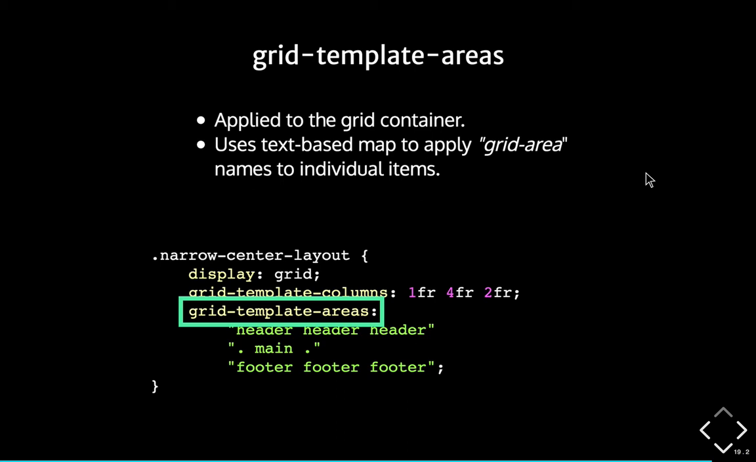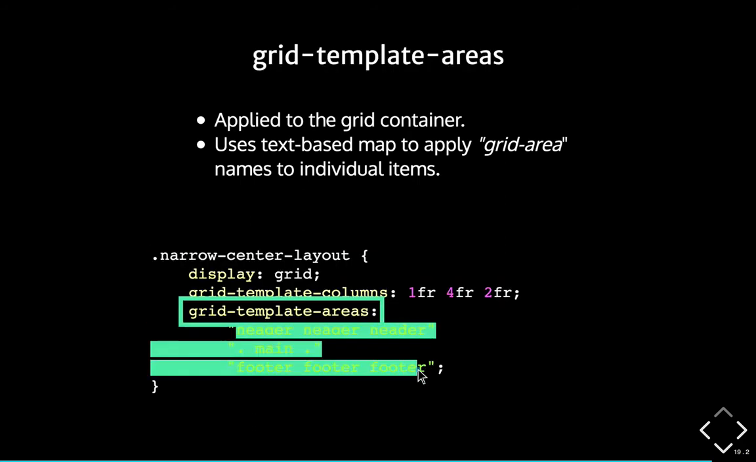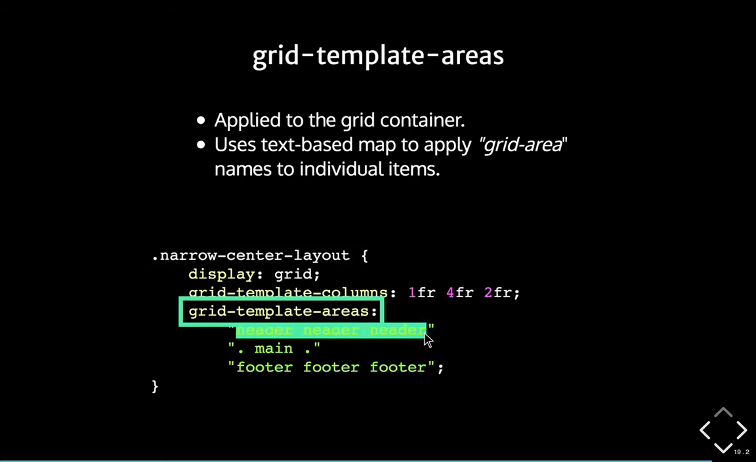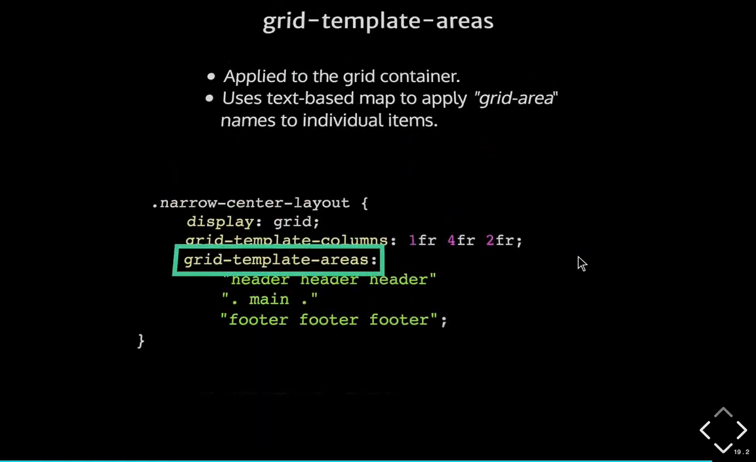So here are the grid area names, right here. These are grid area names. Can I highlight those? I can highlight these. These are grid area names. Oh, you can't see it highlighted. I see it highlighted. Anyway, sorry for that distraction. Header, main, footer are grid area names. And I'll tell you what that means right now. Okay.